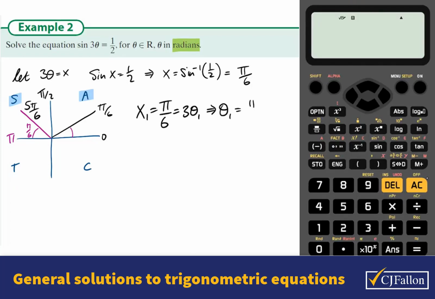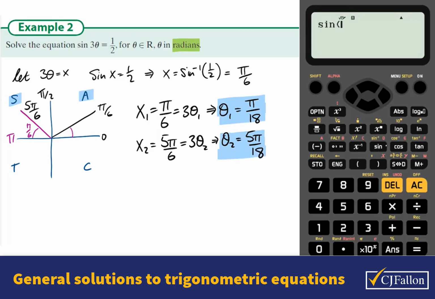So theta then is, x is 3 theta. So if I divide this by 3, it gives me the theta solutions. So pi over 6 divided by 3 is pi over 18, and 5 pi over 6 divided by 3 is 5 pi over 18. We could double check that these solutions are correct using the calculator. So if I input sine of 3 times pi over 18, we should see that the solution to that is a half. And likewise, sine of 3 times 5 pi over 18 is also a half.